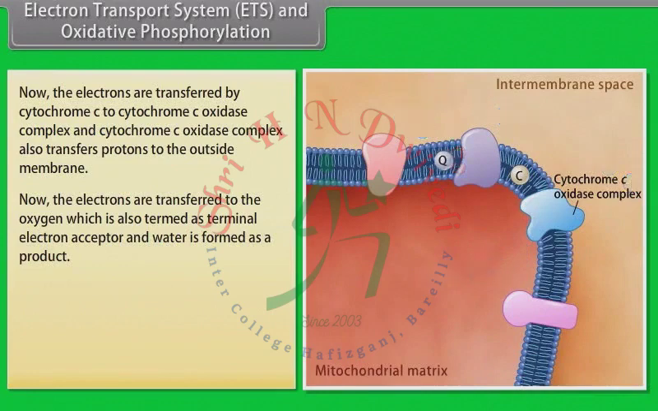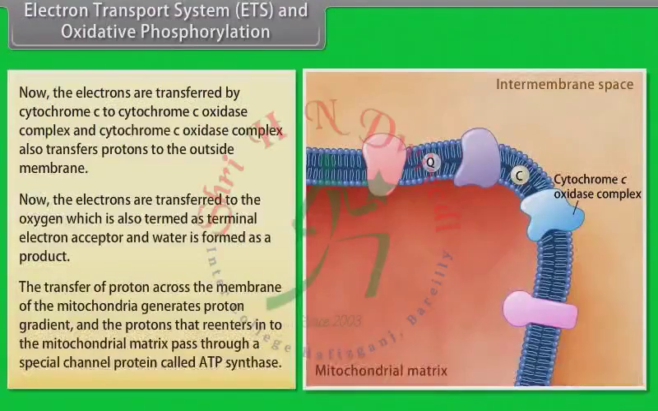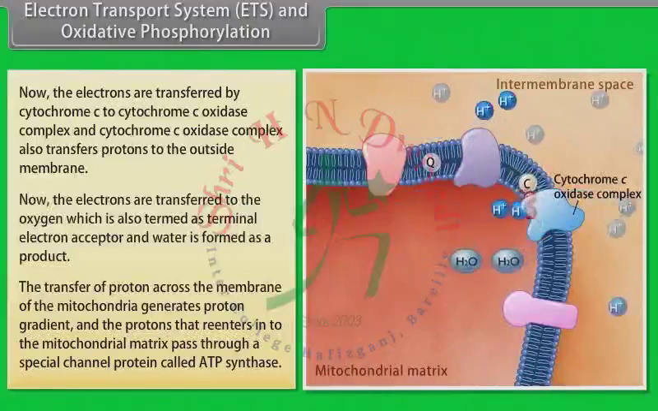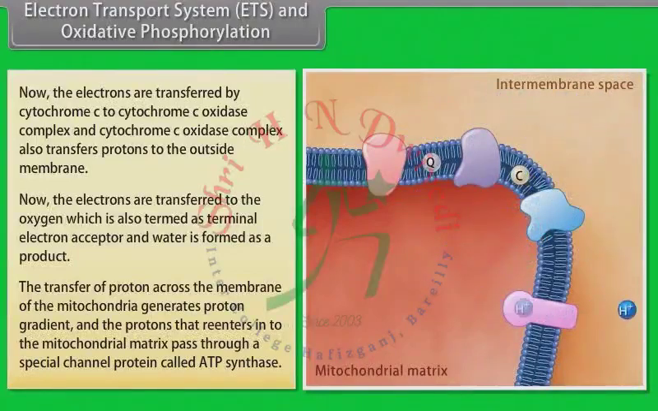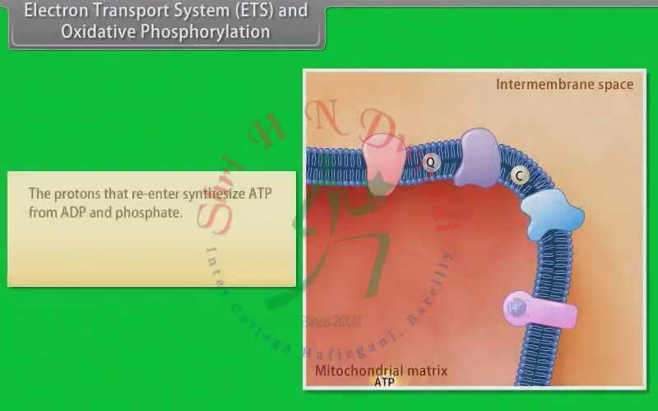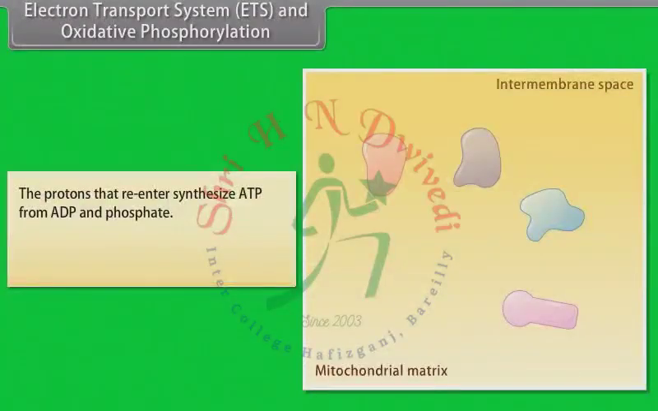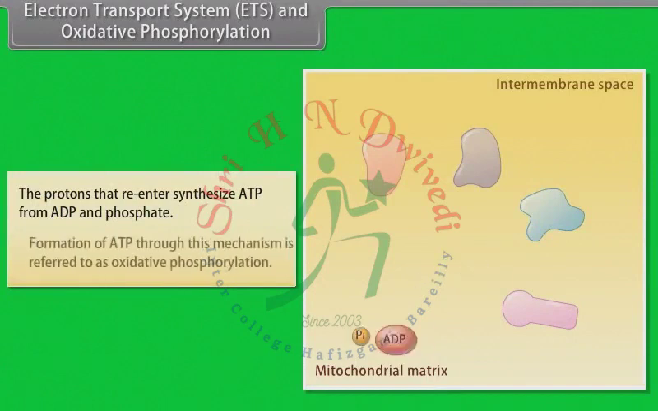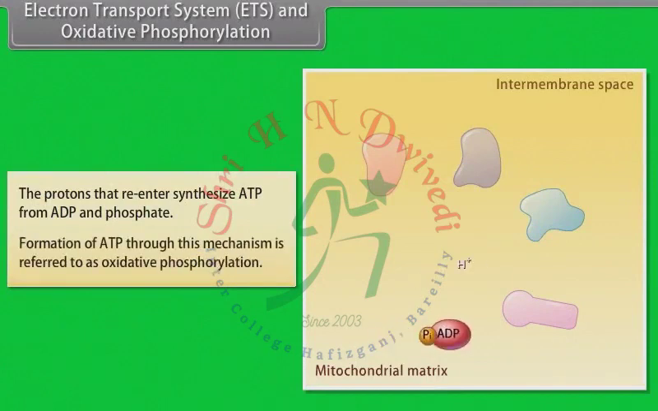The transfer of proton across the membrane of the mitochondria generates proton gradient, and the protons that re-enter the mitochondrial matrix pass through a special channel protein called ATP synthase. The protons that re-enter synthesize ATP from ADP and phosphate. Formation of ATP through this mechanism is referred to as oxidative phosphorylation.